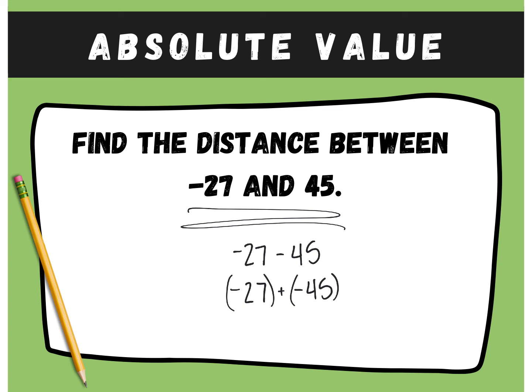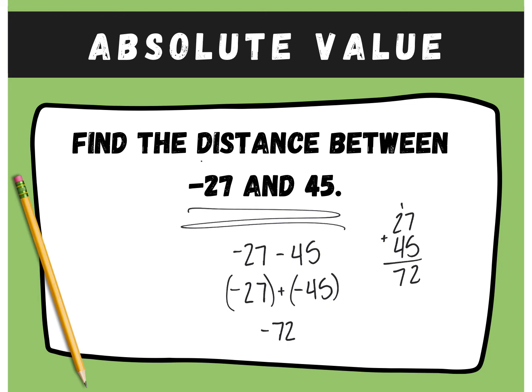Now, when I'm adding two negatives, I just add them like I would any other numbers. So I need to know what 27 and 45 equal when added. And I get a total of 72. In this case, I'm adding two negative numbers, so I get a total of negative 72.